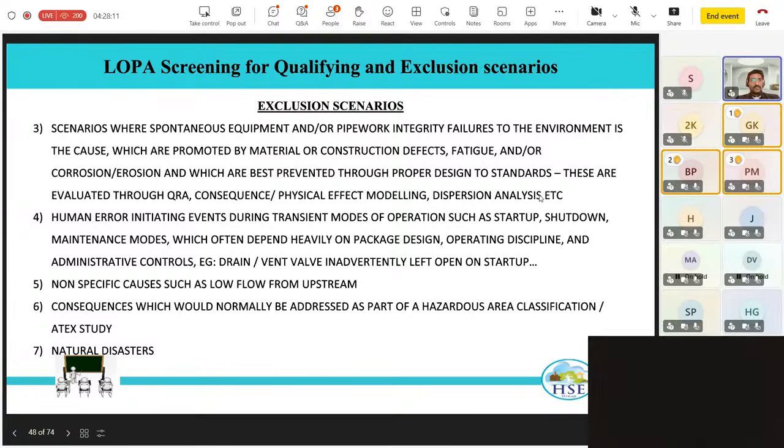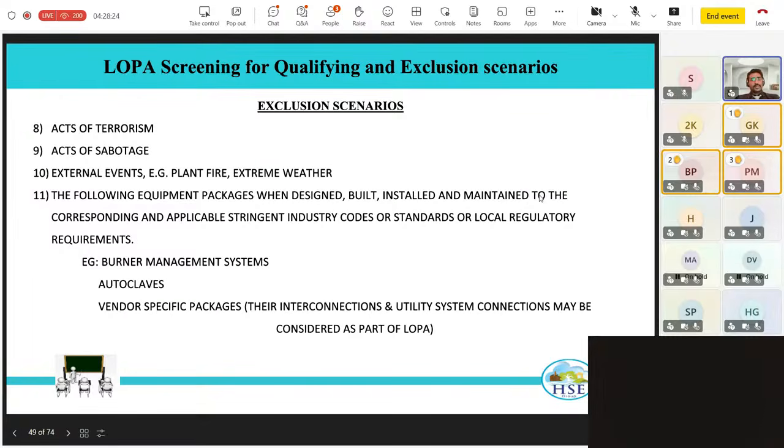The natural disasters, very important natural disasters. Some sites are vulnerable to volcanoes, like what we are seeing right now in Indonesia and Japan. Those things cannot be quantified in the LOPA. Next is act of terrorism.